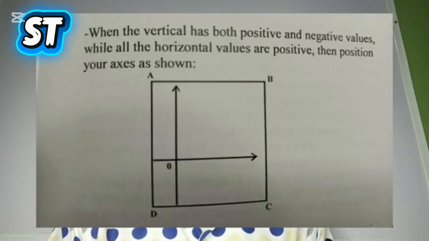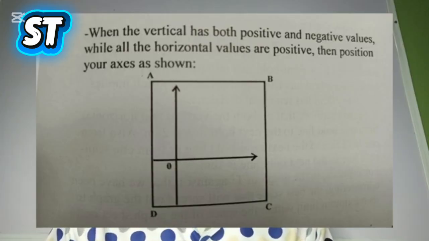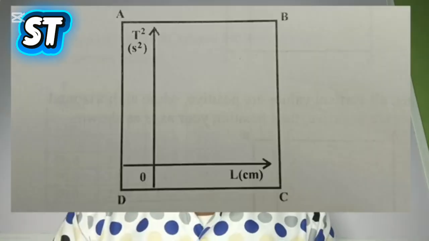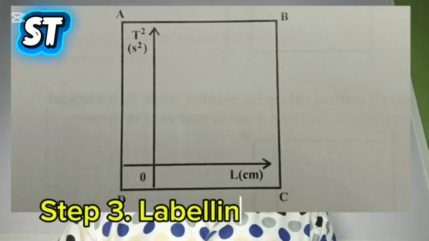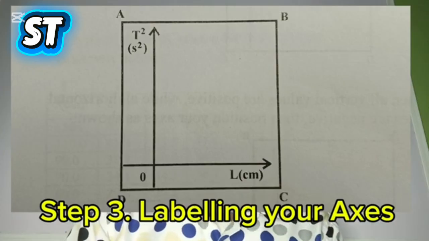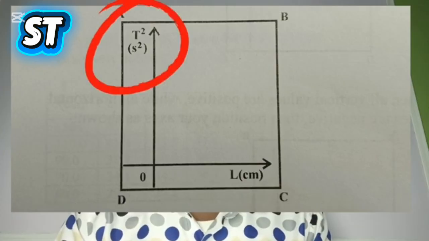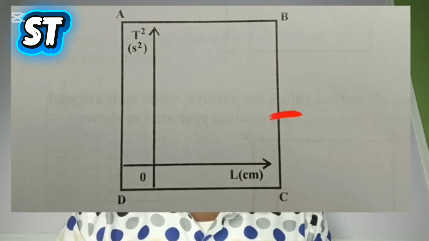When the vertical and horizontal values are both positive and negative, the drawing of the graph will be something like a cross, as shown to you on the screen. I believe this shouldn't be any problem, because the values in your table will determine how your graph will be in that manner. The third step is labeling your axis. When you label your axis, the vertical axis should be labeled accordingly, and the horizontal axis should also be labeled accordingly.